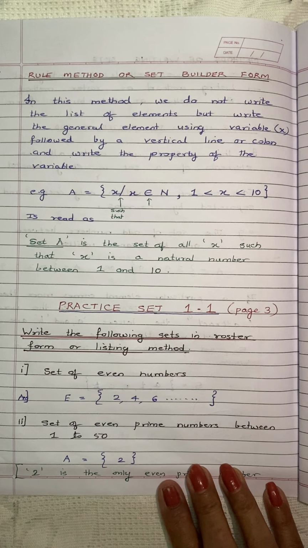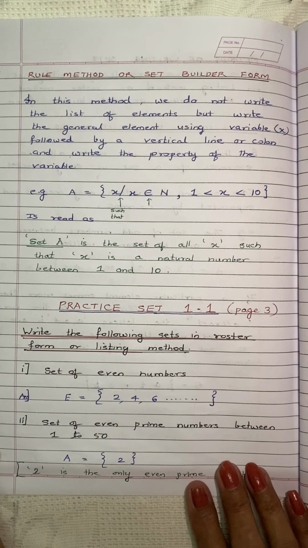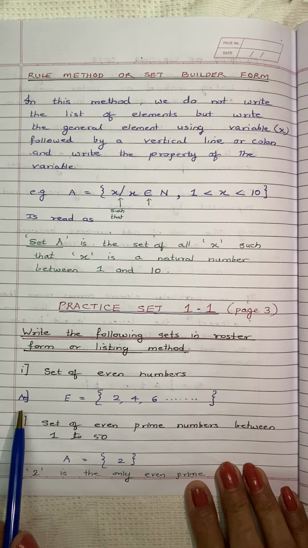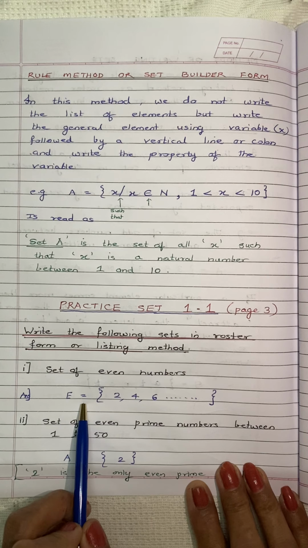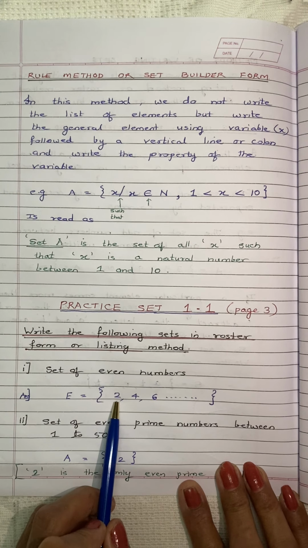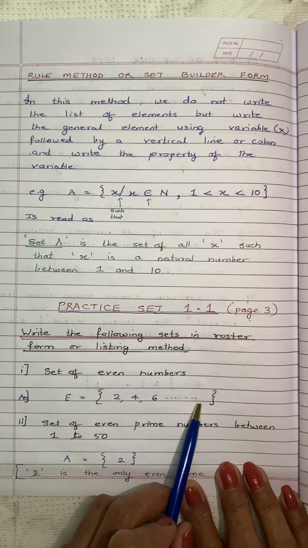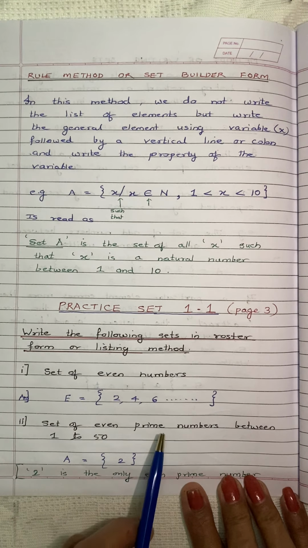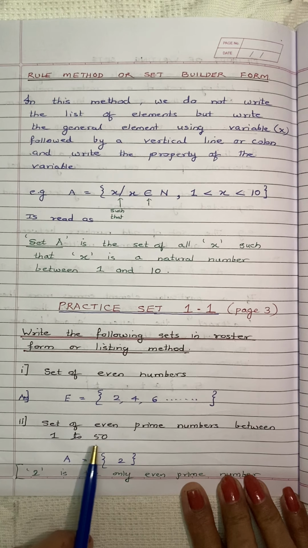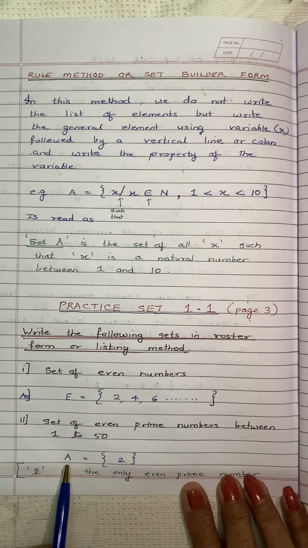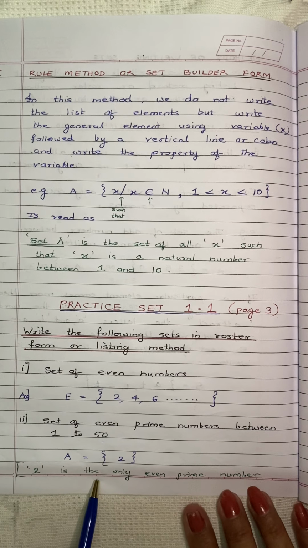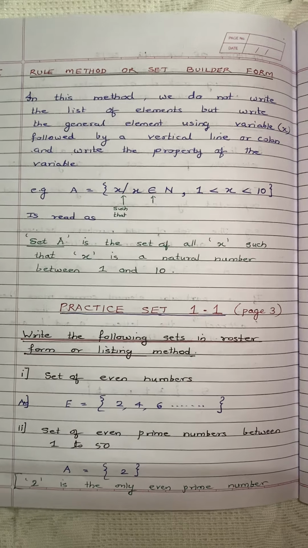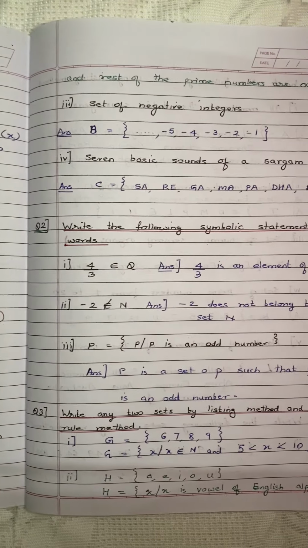Now question 1. Write the following sets in roster form or listing method. Sub-question 1. Set of even numbers. We can write the answer as E equals, now even numbers are all multiples of 2: 2, 4, 6 up to infinity. Then question 2. Sub-question 2. Set of even prime numbers between 1 to 50. That is, 2 is the only even prime number. We all know that. And the rest of the prime numbers are all odd.